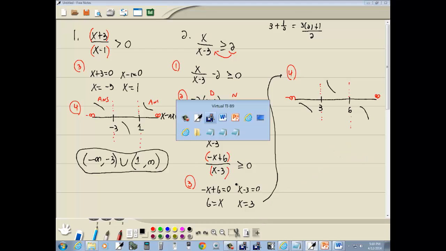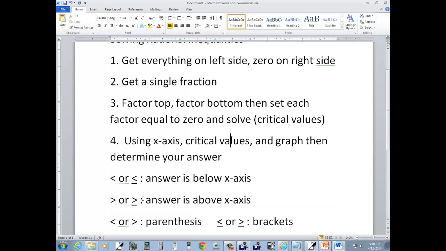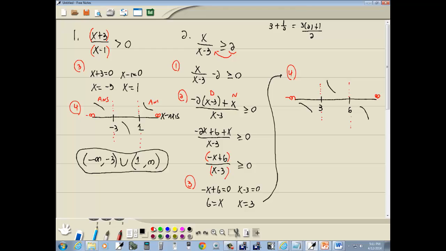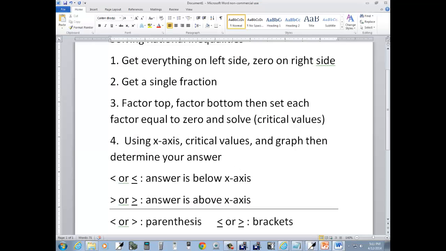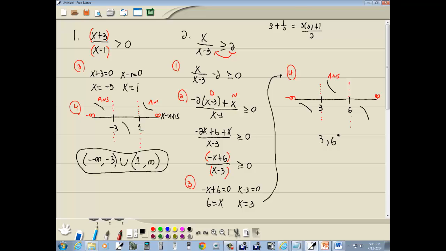Now, we got a greater than or equal to. So our problem says greater than or equal to, so your answer is above the x-axis. Well, the graph is above the x-axis in this interval from 3 to 6. Okay, greater than or equal to says brackets. So I'm going to put a bracket on the 6, and I'll put a parentheses on the 3. And that's our answer.